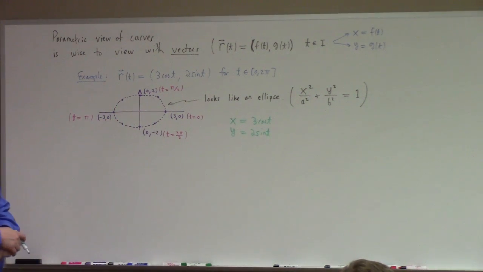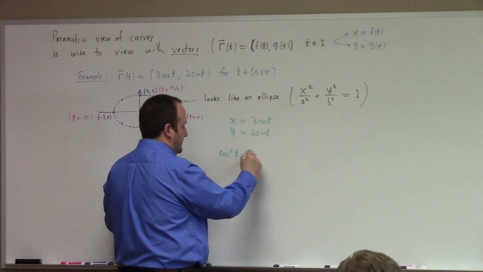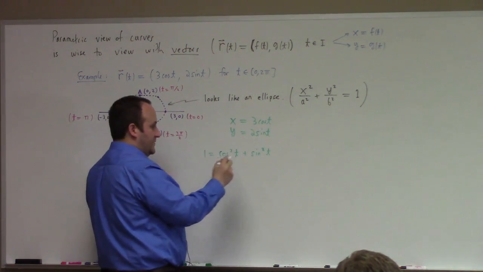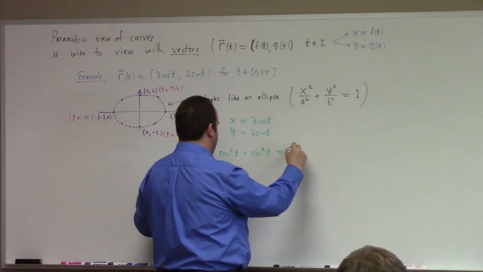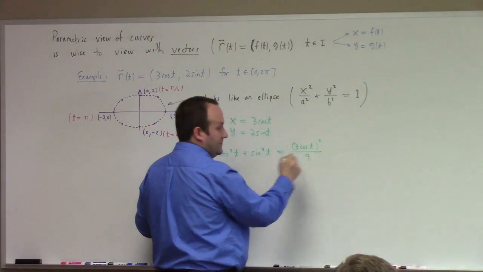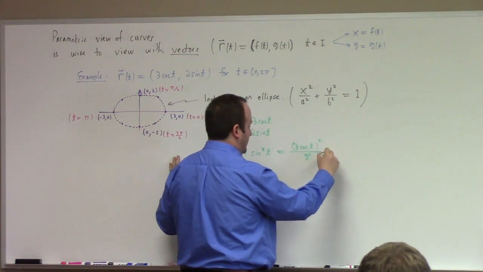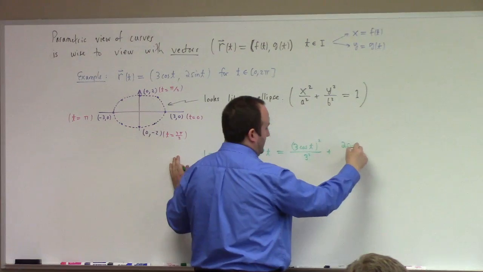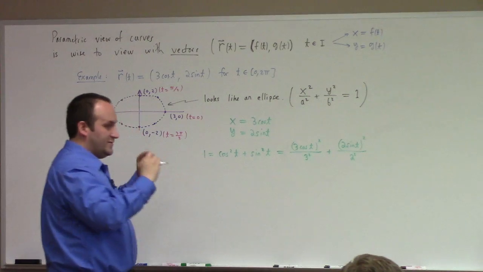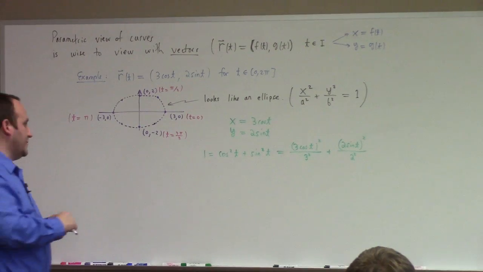What I do personally is I go, okay, well I know cosine squared t plus sine squared t is equal to what? That's equal to 1, right? So if you look at that, that's also 3 cosine of t squared divided by 9, or 3 squared if you like, plus 2 sine t squared divided by 2 squared, right? So all I did was I just introduced 3 squared over 3 squared and 2 squared over 2 squared. I can do that.